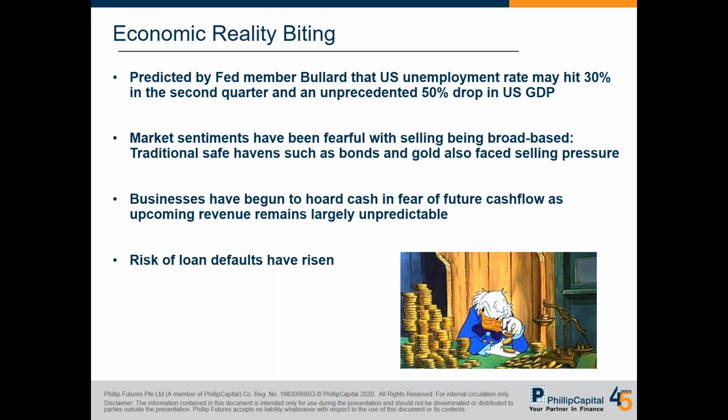What we noticed this time around is that the fear seems to be broad-based. All right, so we can see that there was a mass liquidation across all asset classes. Traditional safe haven assets such as bonds and gold also faced selling pressure, and it makes it known that people are rushing for cash. And why people rush for cash is because they feel cash is king, and they are worried about their future cash flow or their ability to make payments for their existing debts, etc.